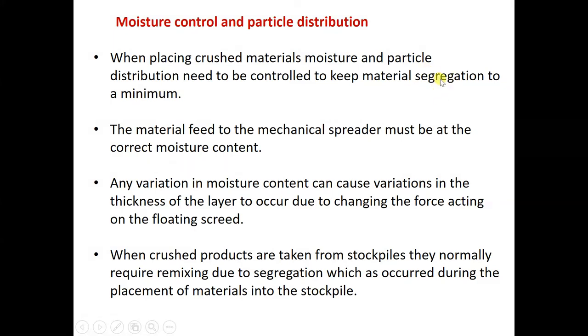This segregation, I don't have any diagram to show at the moment, but if you pour some concrete for a beam or columns, sometimes there will be some segregation because the aggregates are different sizes. They have big sizes and small sizes. Usually the big ones will go down faster because of gravity.